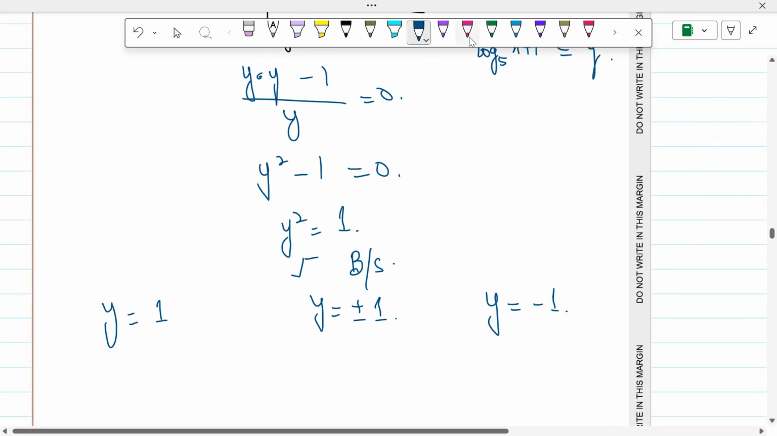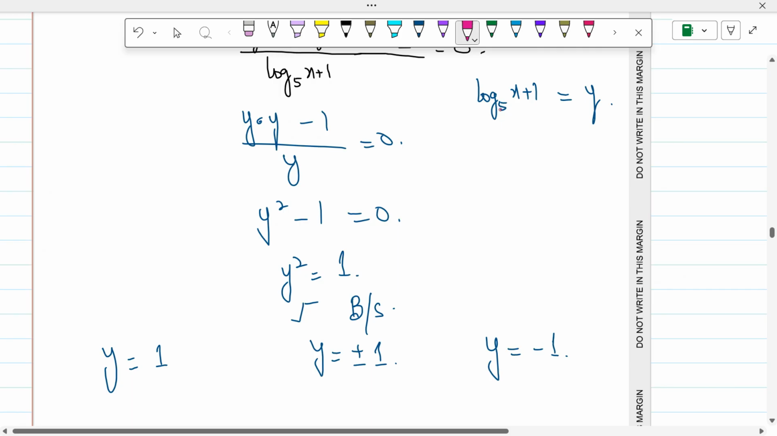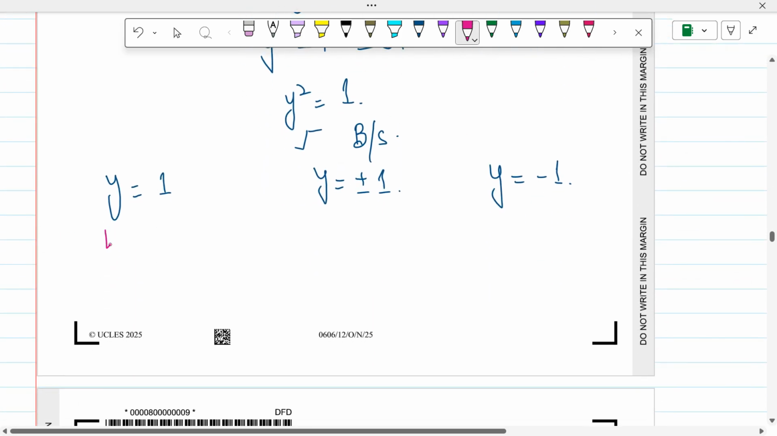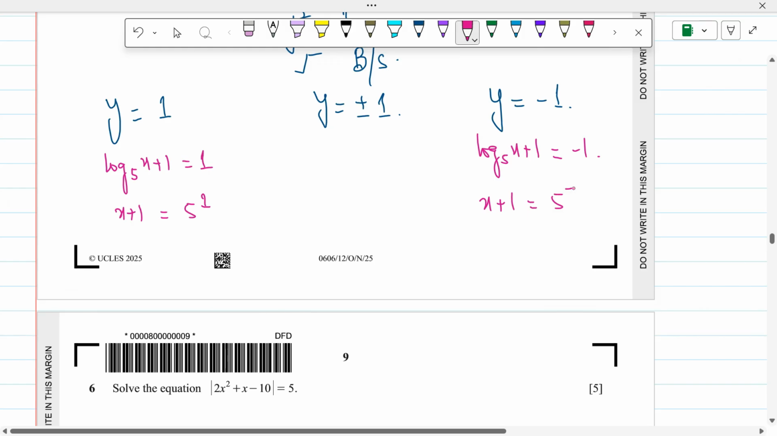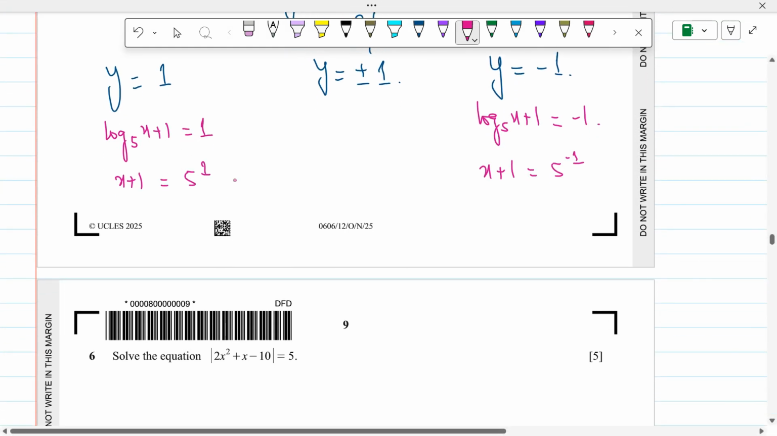Now we consider y is equal to log base 5 of x plus 1, so we can write log base 5 of x plus 1 equals 1, and here log base 5 of x plus 1 equals negative 1. So in this case, x plus 1 is equal to 5 to the power of 1, and in this case x plus 1 is equal to 5 to the power of negative 1. Now further solving, we will have x plus 1 equal to 5, and when we switch positive 1 to the right side, it will be negative 1, so we will have x equal to 4.